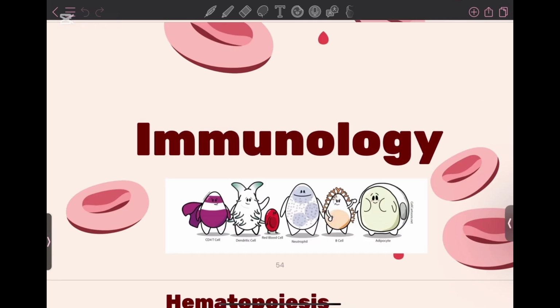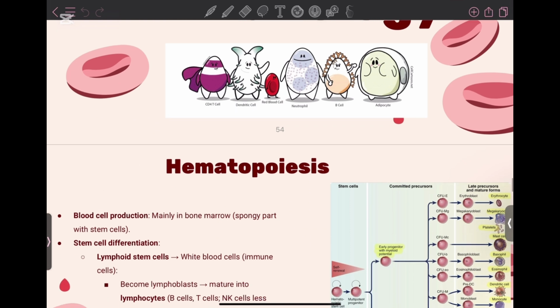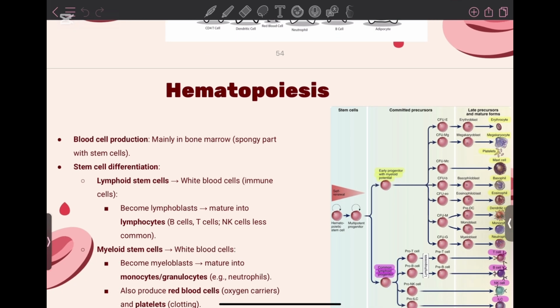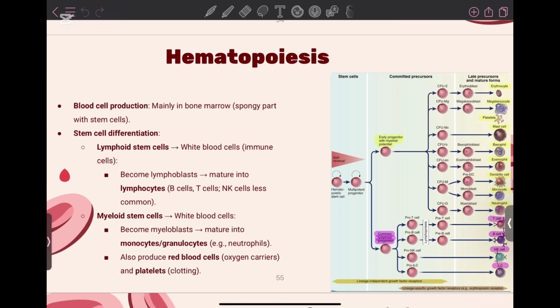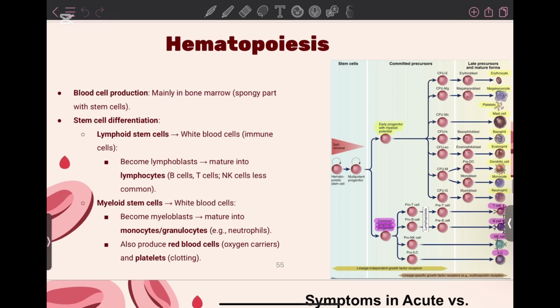Now, continuing with immunology. Basically, immunology is just going to be a summation of the pathology, the genetics, and also a bit of pharma. So we're going to start with hematopoiesis. Hematopoiesis means the production of red blood cells, white blood cells, and even platelets. And that mainly takes place in the bone marrow, in the spongy part with the stem cells. Then the stem cells are going to differentiate into two types: lymphoid stem cells and myeloid stem cells.